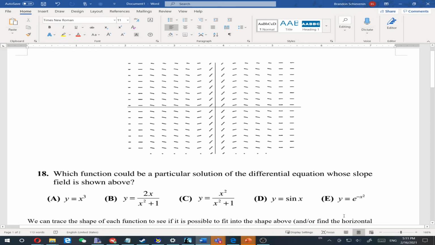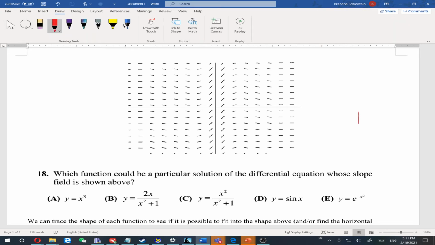Now I'm going to look at the shapes of these different graphs. E to the negative x squared, if I was going to graph this, would end up being really big in the middle. This is 1 over e to the x squared. So when x is 0, this is as big as possible at 1. But on the outsides, I should be approaching my horizontal asymptote, in this case 0. Does this match the general shape of the slope field? No. I'm not biggest at 0, so not E. We eliminated A and D based on horizontal asymptotes, and E based on the shape.